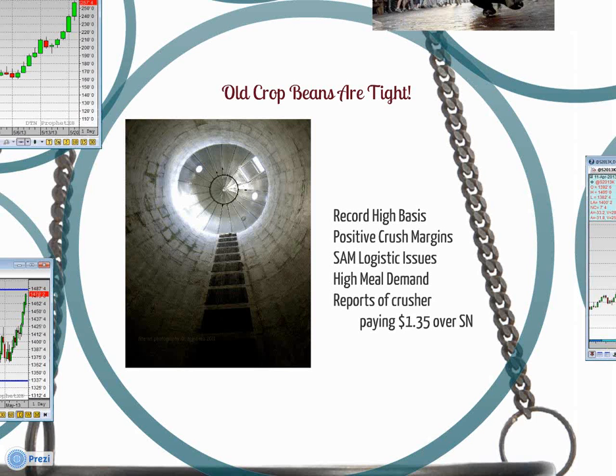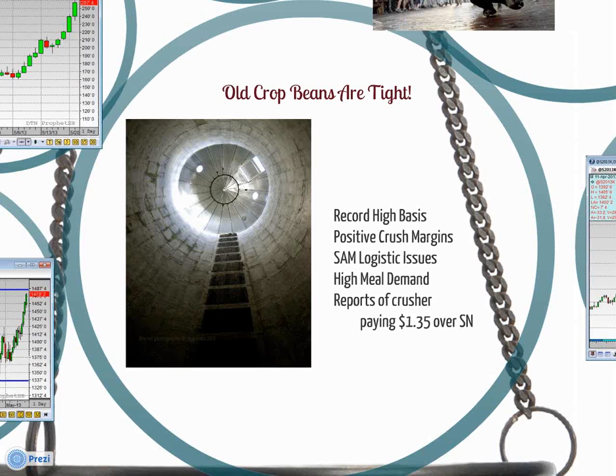You've also got high meal demand and reports of crushers paying $1.35 over July soybeans. As we discussed earlier, crush margins are positive. If they're positive, people are going to get their hands on some soybeans. That way they can crush them and sell them for more than they paid for the actual beans. So old crop beans are incredibly tight, and those are just a few of the reasons why we know they're tight and the reasons that they are tight. So let's move on to the next slide here.